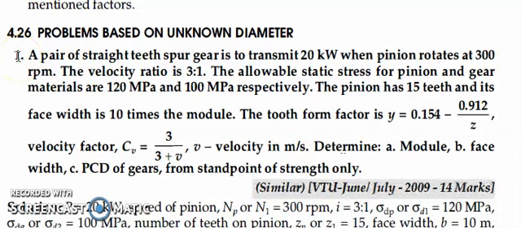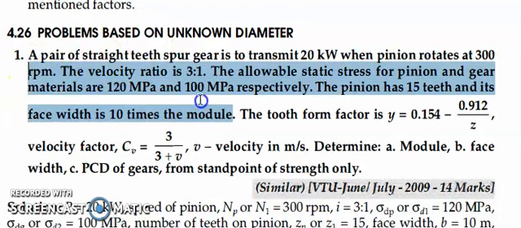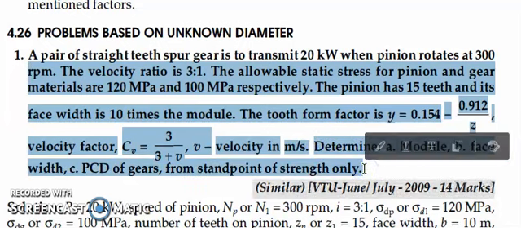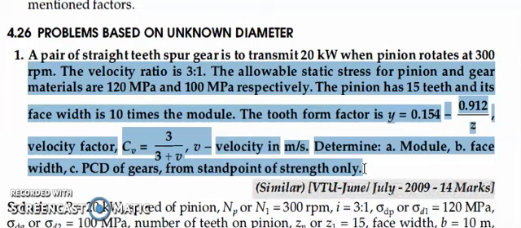First of all, I can read the question. A pair of straight teeth spur gear is to transmit 20 kilowatt when the pinion rotates at 300 rpm. The velocity ratio is 3:1. The allowable static stress for pinion and gear material are 120 megapascal and 100 megapascal respectively. The pinion has 15 teeth and its face width is 10 times the module.